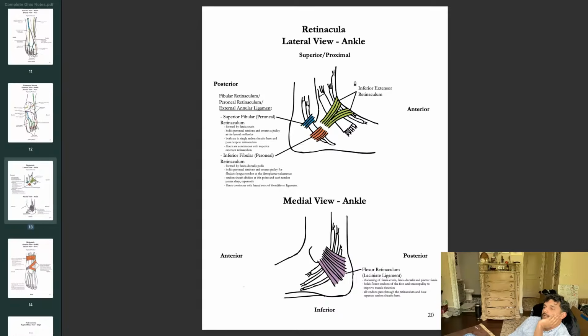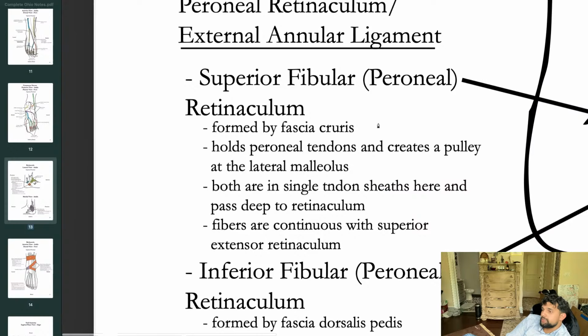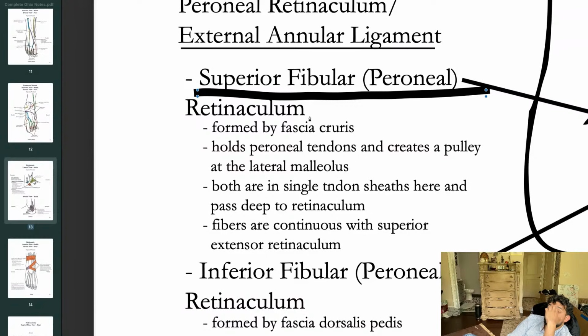So the retinacula, lateral view, ankle. So the fibular retinacula, it has an insane amount of attachments. Some people even say the tarsal sinus is an attachment, an origin. Let's see what even the origin is. So it says here, superficial fibular (peroneal) retinaculum formed by fascial thickening, holds the peroneal tendons down and creates a pulley at the lateral malleolus.